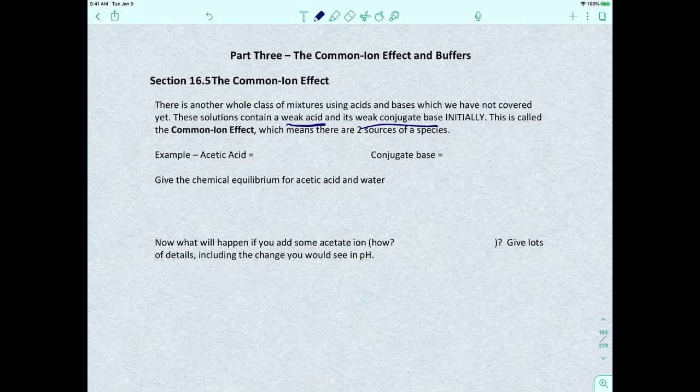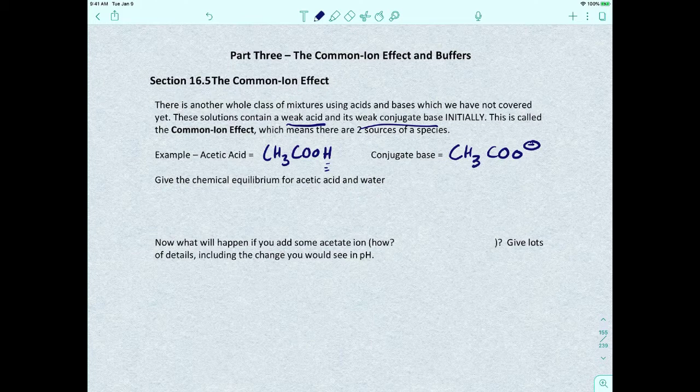So let me give you an example. Acetic acid looks like this. You're going to have this methyl group, CH3, and then a carboxylic acid, COOH. So this is the structure of acetic acid. Its conjugate base is going to be the acetate ion, or the acid portion just with a proton removed, CH3COO minus. So you've got a weak acid and its conjugate base.